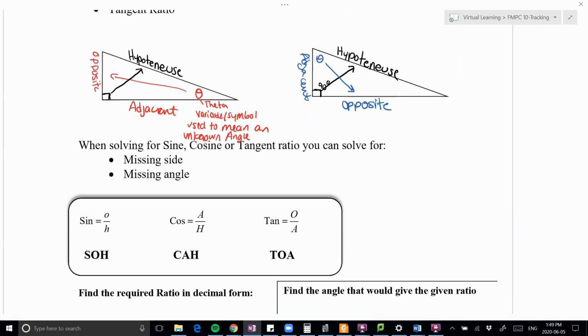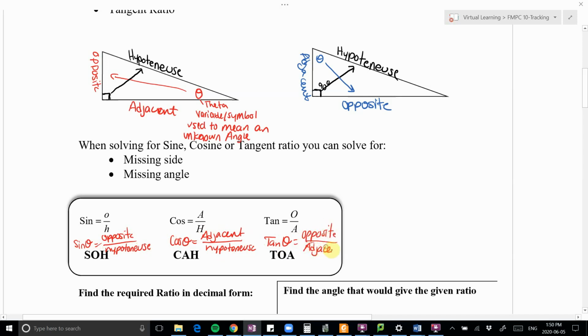So when we're using these, the ratios are important. So we remember it using kind of the acronym SOHCAHTOA. So sine, right? So the S is sine theta is opposite over hypotenuse. Cosine theta is adjacent over hypotenuse. And tan theta is opposite over adjacent. So these can all be used on the same triangle, but we use the one that helps us depending on what we're looking for.